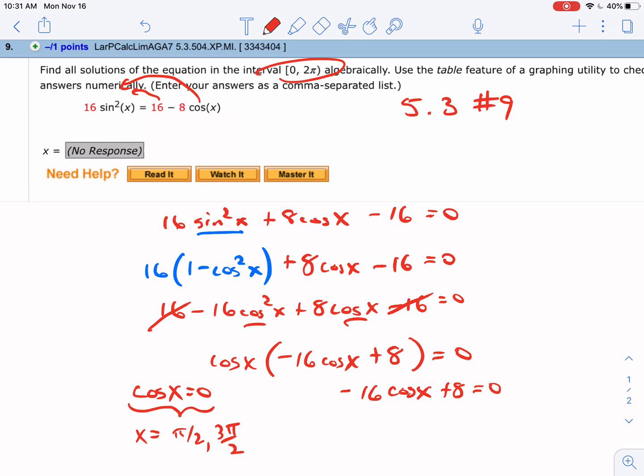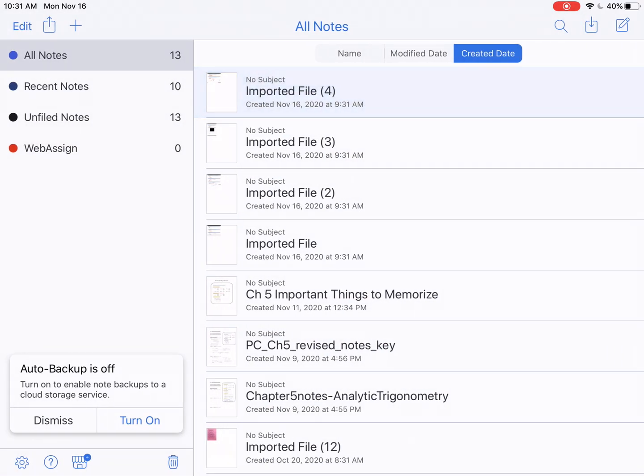And then this one, to get cosine by itself, I have to move the 8 to the other side and then divide by negative 16. So it's going to end up as negative 8 divided by negative 16. So it's really cosine is 1/2. And cosines are 1/2 at 60-degree angles, so we could go over to our unit circle.